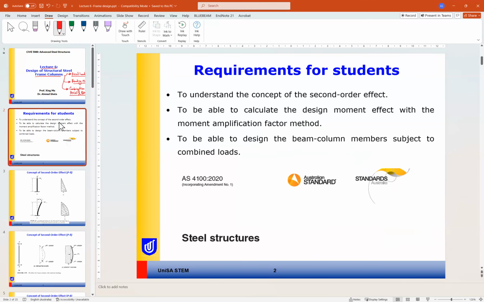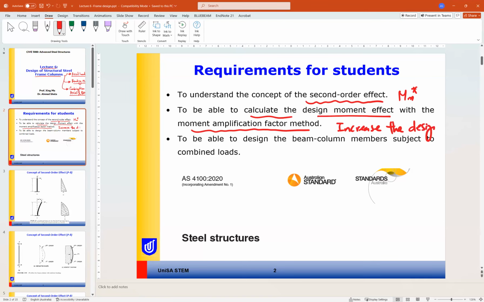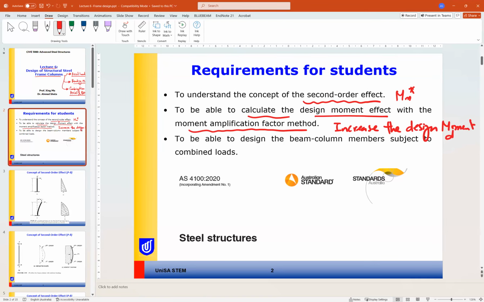After this week, you will be able to know the second order effects. We will see what the second order effect means, and be able to calculate the design moments, M asterisk, with the moment amplification factor method. So actually we will have an amplification factor, trying to increase the design moment due to the second order effect.